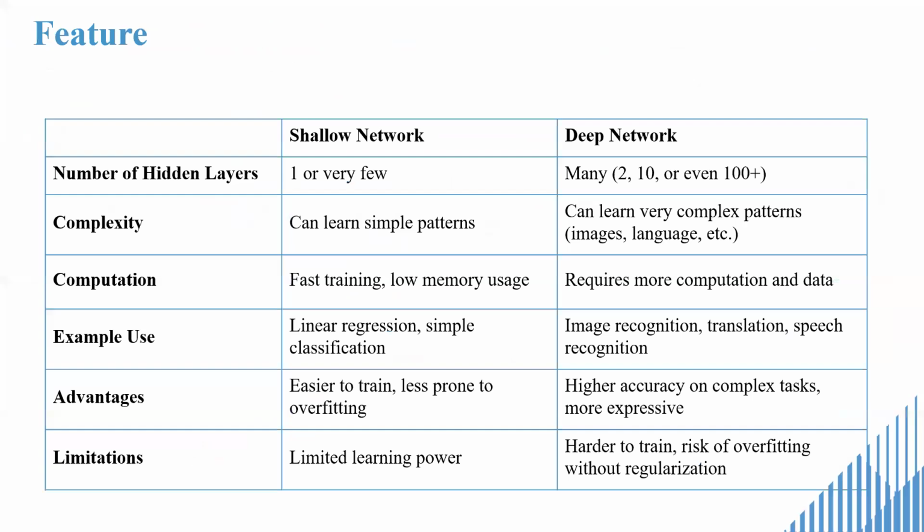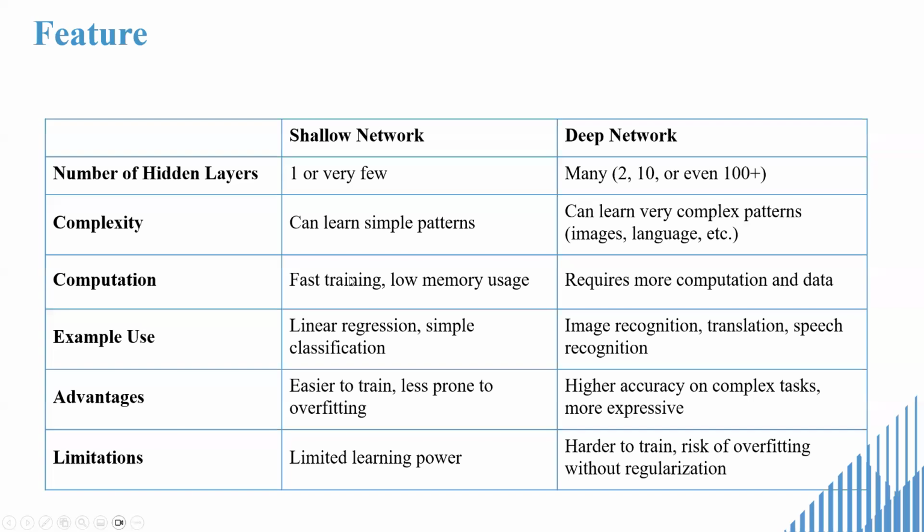So shallow is one or very few, but in deep learning we have many. We have two, even 100 plus neural network layers. We could have 100 plus layers in one model if our patterns are very complex. So it can learn simple patterns, like for 0 to 10, which was handwritten digits, but it can also learn very complex patterns: images, languages, etc.